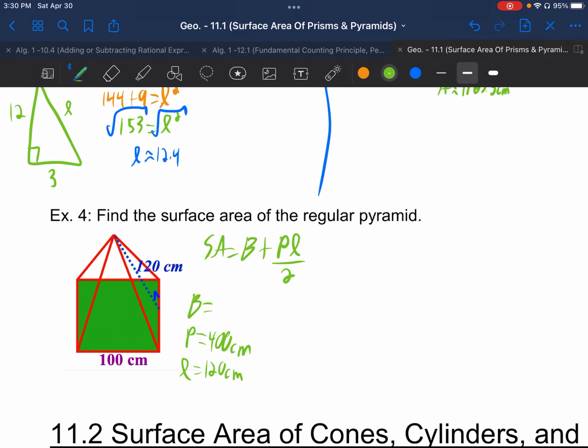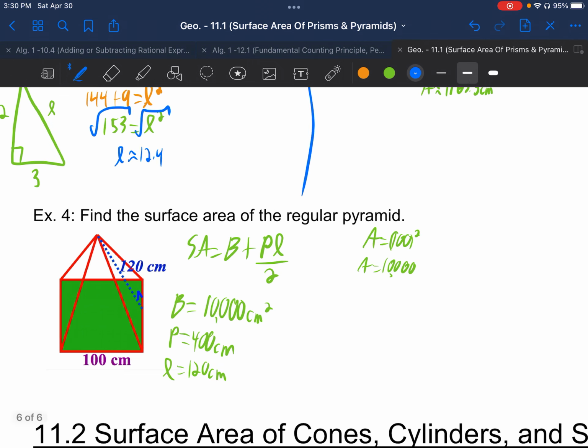Thankfully, the area of the base is going to be pretty simple to find as well, because the area of any square is just one side squared, or times itself. So that ends up being 10,000 square centimeters.